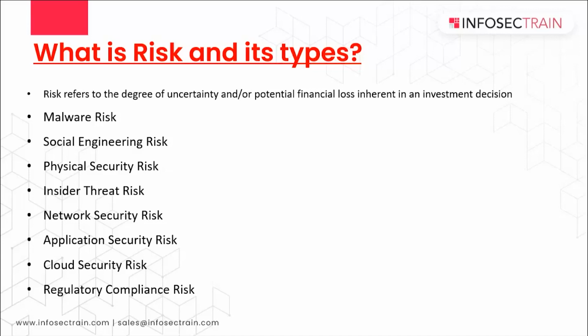Network security risk can also be there: vulnerabilities that exist in the network infrastructure, like your routers, switches, firewalls, those things. Application security risk: read about SQL injection attacks, cross-site scripting, right? Those are the OWASP top 10 application security risks. Cloud security risk: potential security threats and vulnerabilities that exist in cloud computing environments. That can include unauthorized access, data breaches, configuration errors. Regulatory compliance risk refers to the potential legal and financial consequences of failing to comply with regulatory requirements and standards, right? That will be regulatory compliance risk.